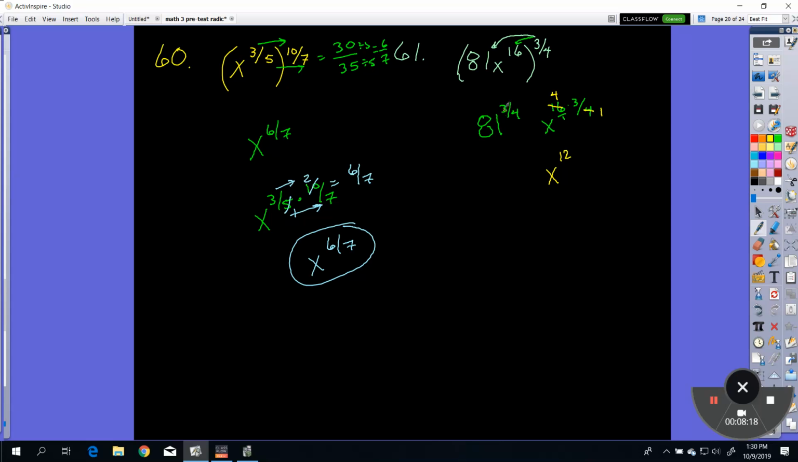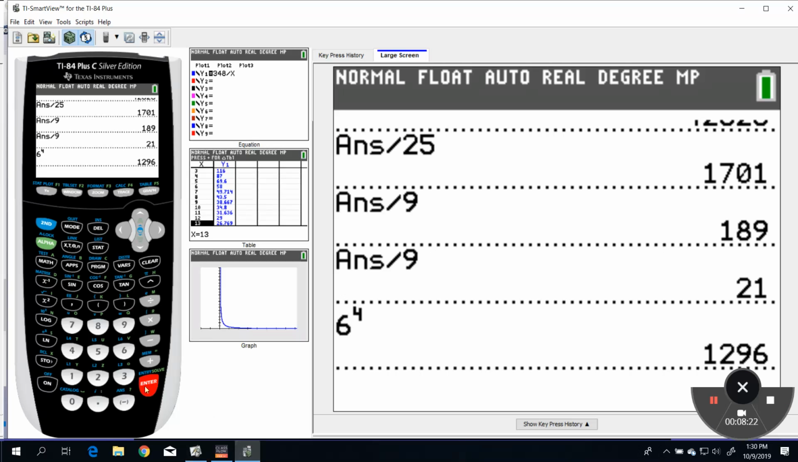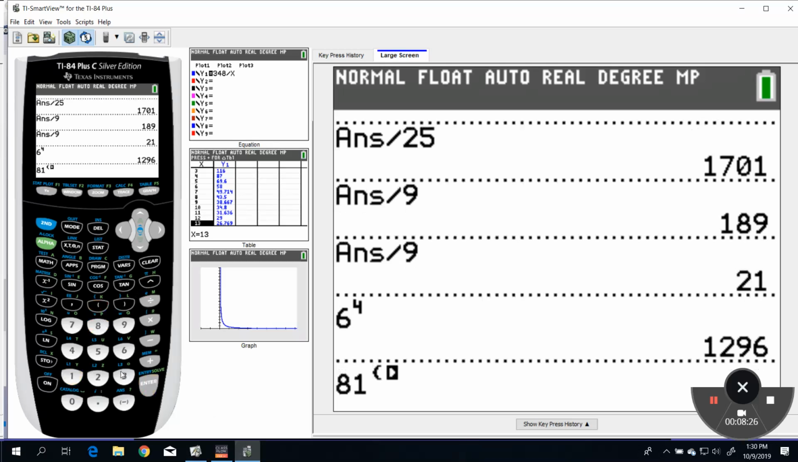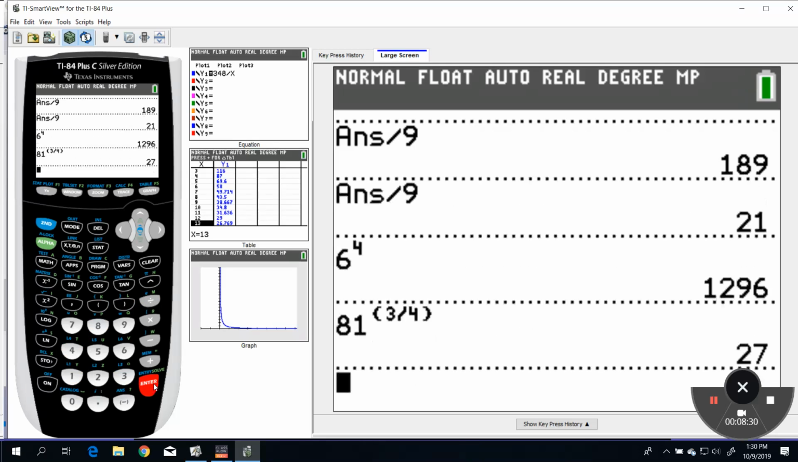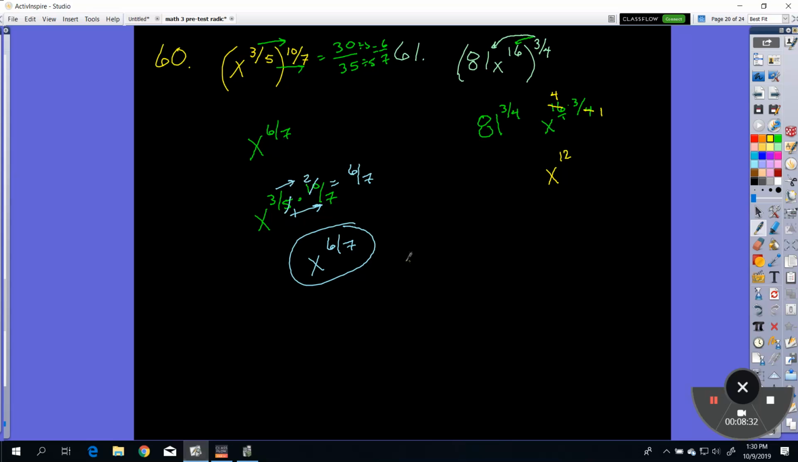This 81 to the 3/4, you can type it in your calculator. So 81 to the 3/4 power is 27. So this is my answer, by the way, sorry.